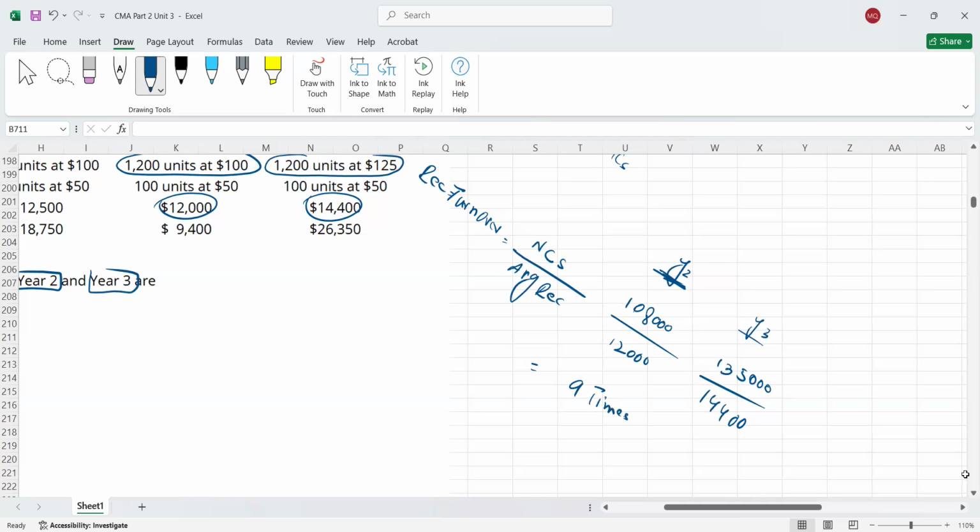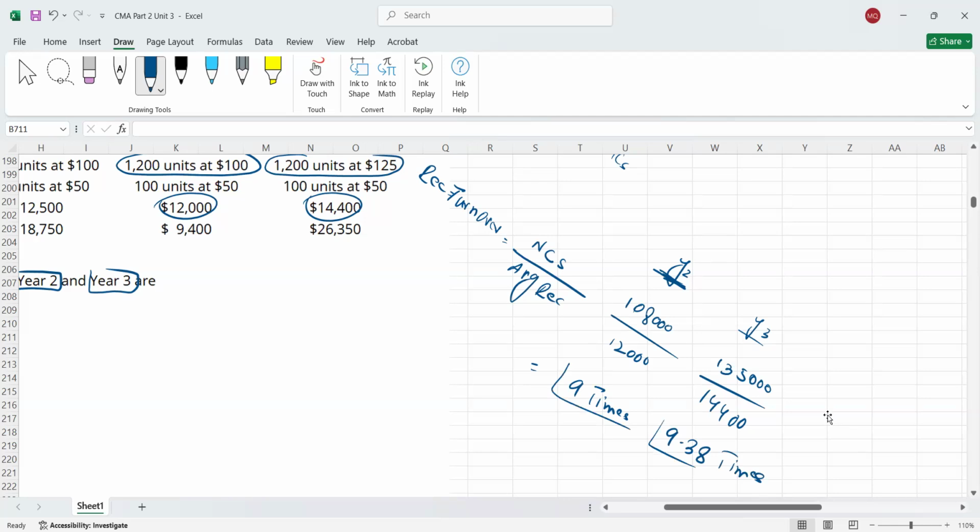Now we'll work on year 3. We'll take 135,000 and divide by 14,400. So it is 9.37 or 9.38 times. So this is the answer: 9 times and 9.38.